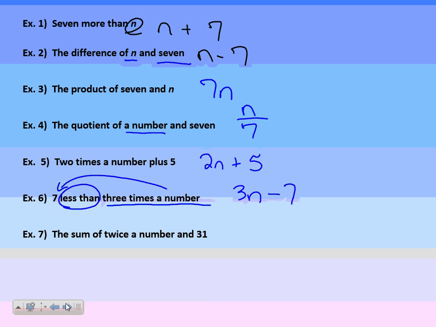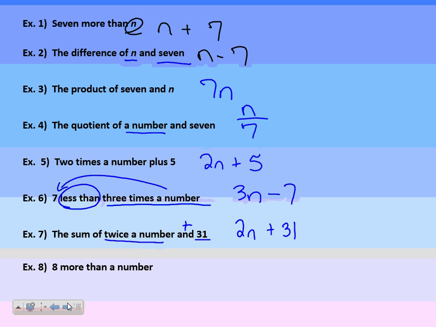The sum of twice a number and 31. Now, here's what I'll tell you. When you have the sum of, the difference of, the product of, the quotient of this and this, we know sum means add, but where does the add sign go? If it says the sum of this and this, you would say the sum of this plus this. So where does the plus go? Where the and is. So how do I say twice the number and 31? 2n plus 31. My question is, do I need parentheses around it? Why not? It's by itself. You know, the sum of, that's all it's talking about. It's not saying anything in front of the sum of. It's not saying 2 times the sum of. Okay? All right, 2 more.